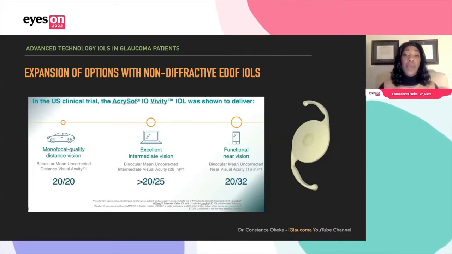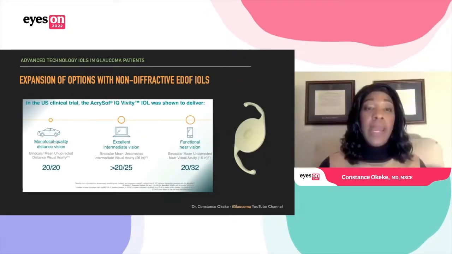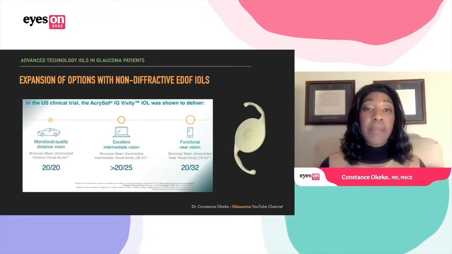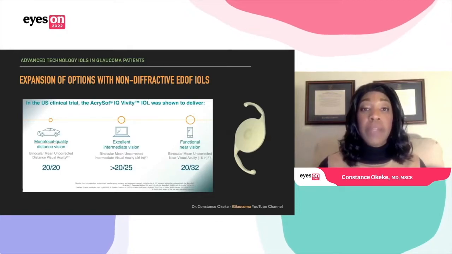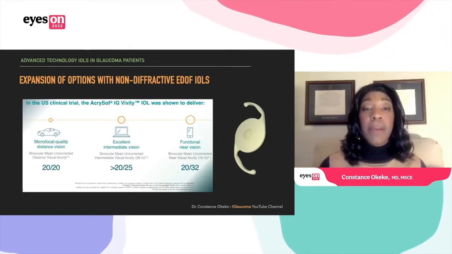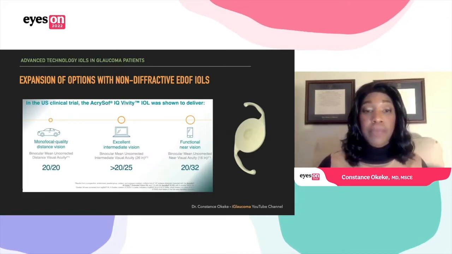And in the clinical trial that allowed for the Vivity lens to be approved, what was shown was that the Vivity lens has excellent distance vision, delivering 20/20 at distance, at least better than 20/25 at intermediate, so excellent intermediate distance, and then very good functional near at 20/32 or better. And I have found that this is also something I'm seeing in my clinic practice with this extended range, and actually have been surprised to see some with better outcomes even for the near vision.